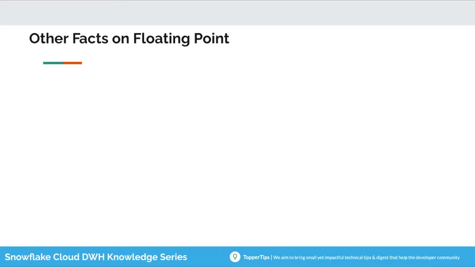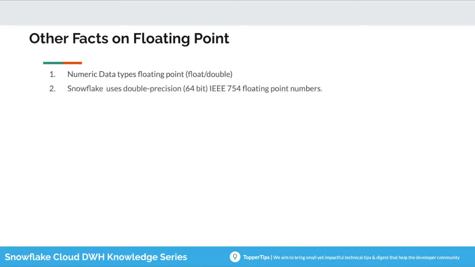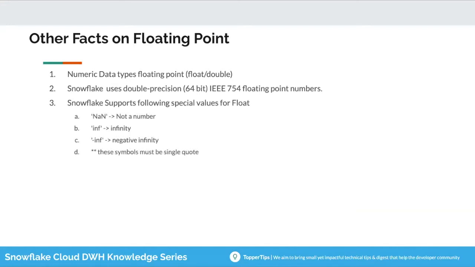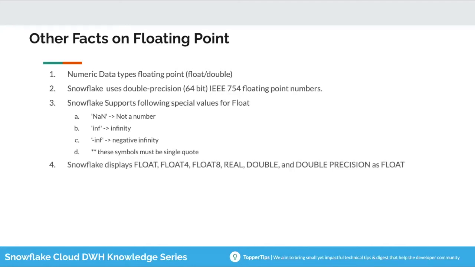Let's talk about some of the other facts on the floating point. This is also a numeric data type which is classified as floating point. Snowflake uses double precision 64-bit IEEE 754 floating point numbers. Snowflake supports the following special values for float. So obviously we know what is float, but there are some special values supported by Snowflake. They are not a number, infinity, negative infinity. And when you define these as part of your ETL or ELT process, make sure that they are surrounded with single quotes. Snowflake displays float, float4, float8, real, double, and double precision as a float, as we have seen in the previous slide.